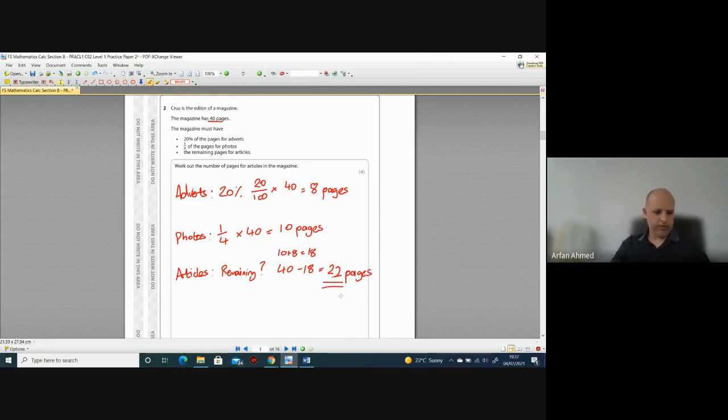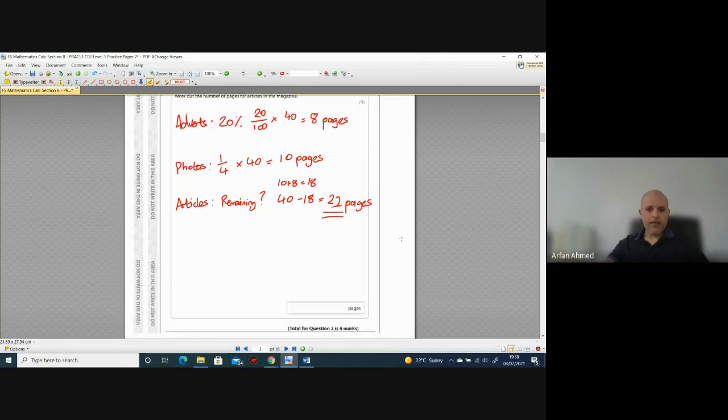There's loads of ways of doing these. However you get your answer, it makes no difference. You don't have to do it this way, by the way. You could have worked out what percentage it was for the articles, or what fraction it was for the articles first, and then worked out that fraction of 40 pages. This is probably the best way for this one, to be honest. Quick and easy, 4 marks just for doing that. I think it's very straightforward, to be honest. It should be straightforward for you guys, I mean, not for me. Let's move on.